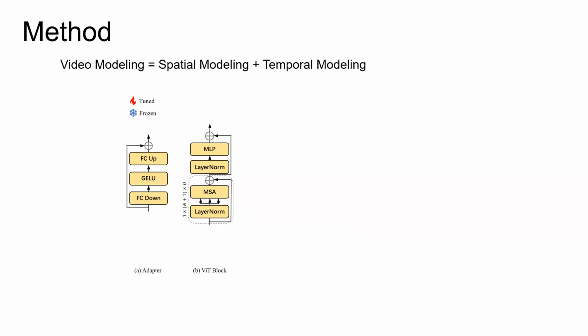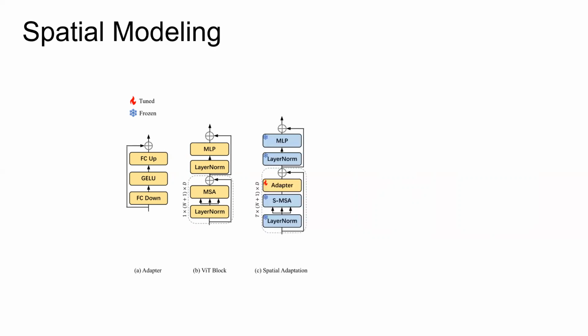So video modeling can be split into spatial modeling and temporal modeling. To achieve good spatial modeling, we can simply add the adapter into the pre-trained image model to tune the spatial features, and this can already achieve good spatial modeling. The challenge is how to introduce effective temporal modeling.